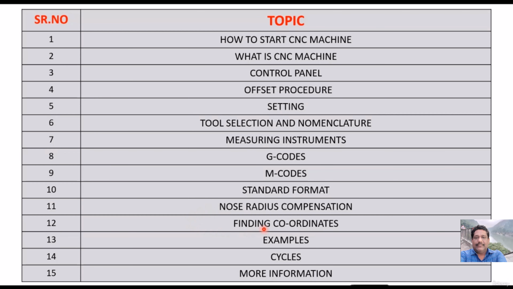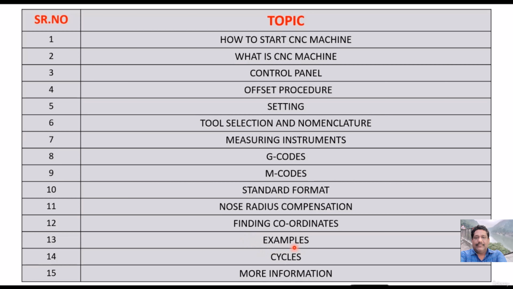After that, we will learn how to find coordinates. Although this is a simple topic, it is crucial for students who are unfamiliar with finding coordinates. This topic will be extremely useful when creating programs. Next, we will go over some examples in the example topic, where we will cover operations such as drilling, threading, grooving, and more. For each operation, we will look at one example and create a program for it. This topic is very important for programming purposes as it applies all the knowledge from the first 12 topics.